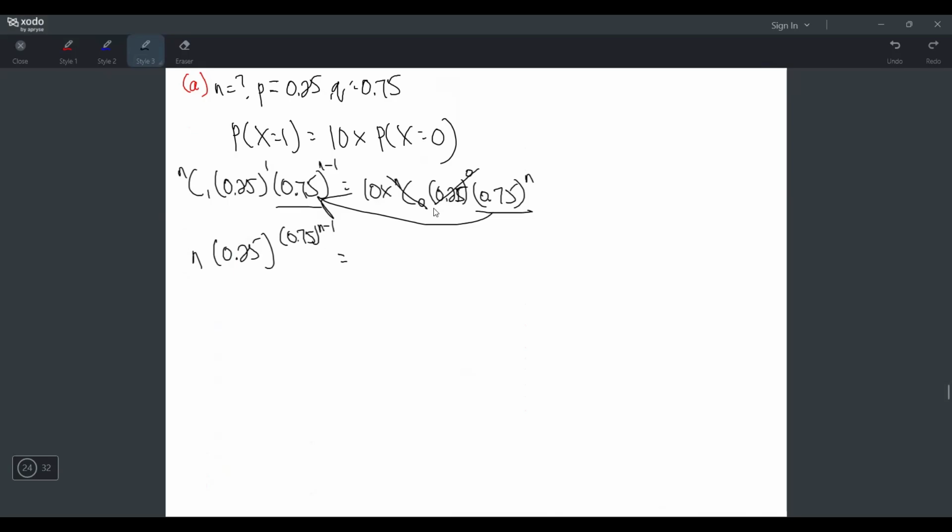0.75 power n minus 1. Okay, this one all darab, darab, darab, darab. So when you pina jadi bahagi, divide. So it becomes divide with 0.75 power n like that. But of course the 10 is still here. Okay, and then this one cut already.